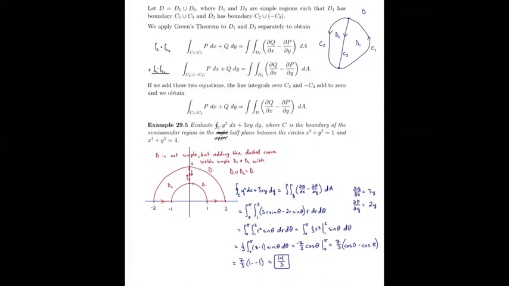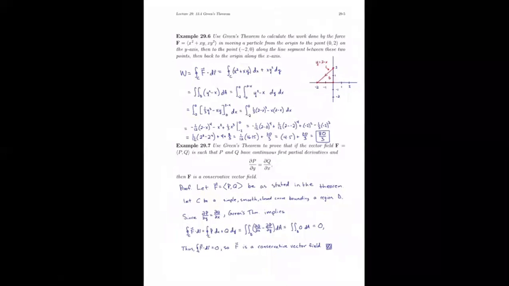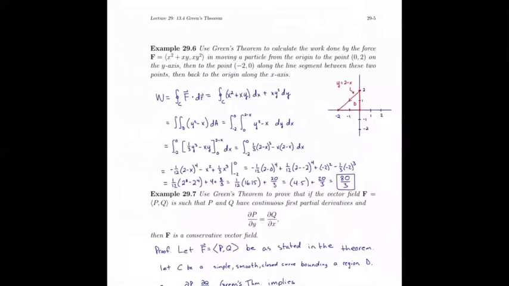Okay, so let's look at a work example, so we get more deeply into this. We're asked to use Green's theorem to calculate the work done by the force F, given as P and Q in this vector field, in moving a particle from the origin 0, 0 to the point 0, 2 on the y-axis, then to the point -2, 0 along the line segment between these two points. It's important to know what path they're telling us it needs to travel, and then back to the origin along the x-axis. So everything is done as a line segment. Origin to 0, 2, 0, 2 to -2, 0, and then -2, 0 back to the origin. So that's our path. Our line integral could be parameterized and set up, as usual, as in previous sections.